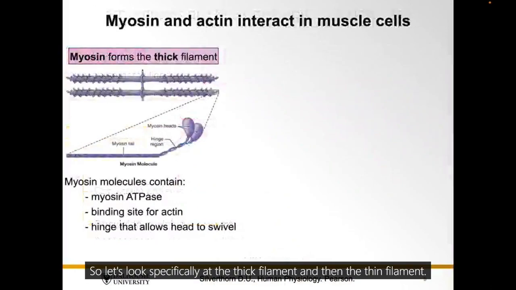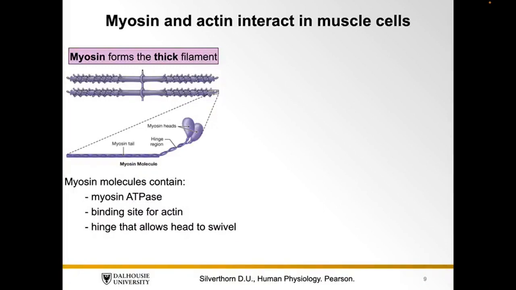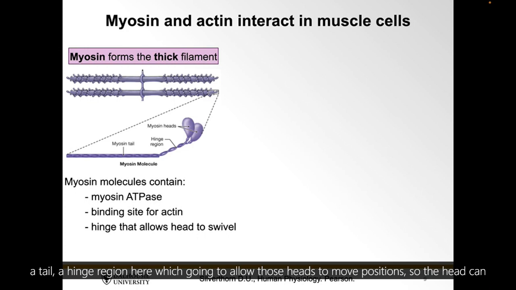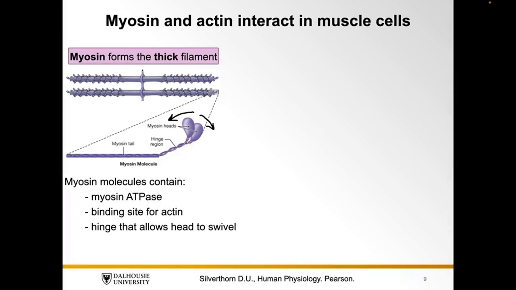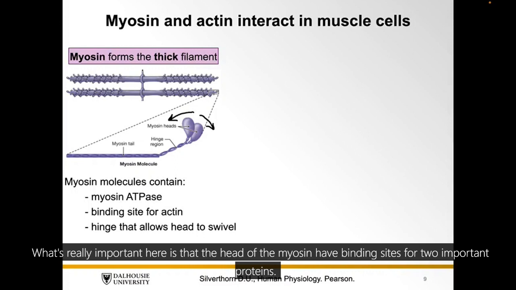So let's look specifically at the thick filament and then the thin filament. Remember that the thick filament is formed by myosin proteins. And the myosin molecules contain a tail, a hinge region here, which is going to allow those heads to move position. So the head can basically swivel in this direction and that direction, depending on the position of the hinge region.